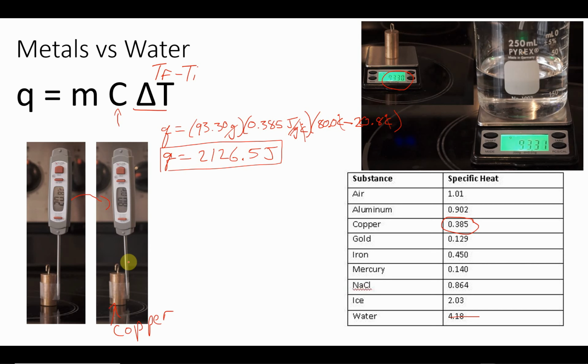So exactly the same thing we did with water. It's just now we know that that specific heat is not always 4.184. Sometimes it'll be different. And for metals, it'll always be lower.